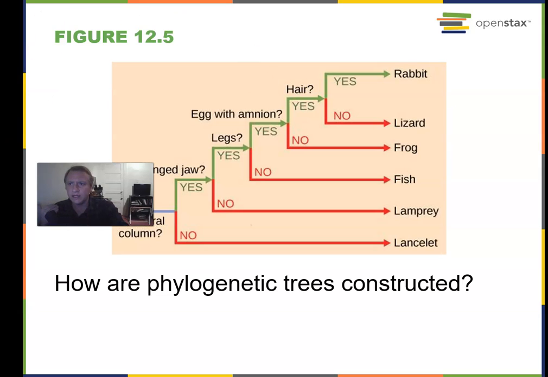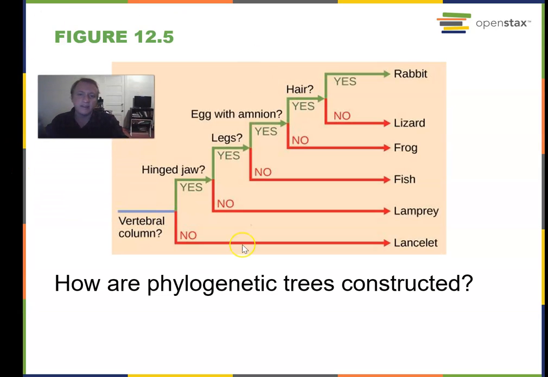So in the next lecture, we're going to talk about how phylogenetic trees are actually constructed. And so there's a way of doing it like this using literal characteristics, and there's a way of doing it using genetics, but that's for next time.